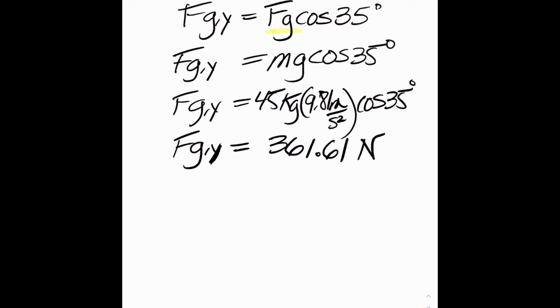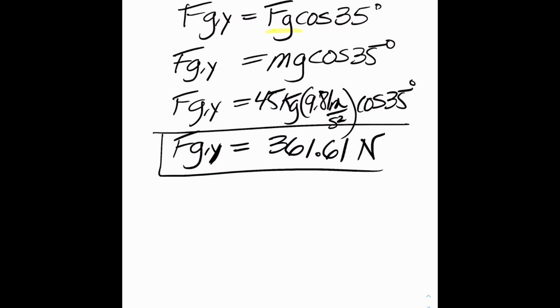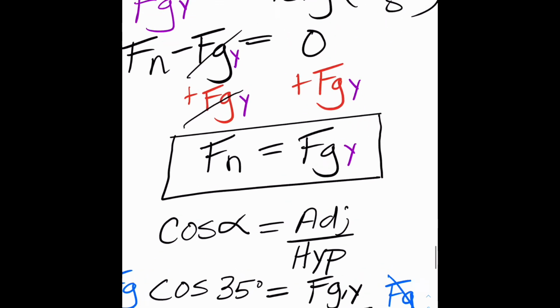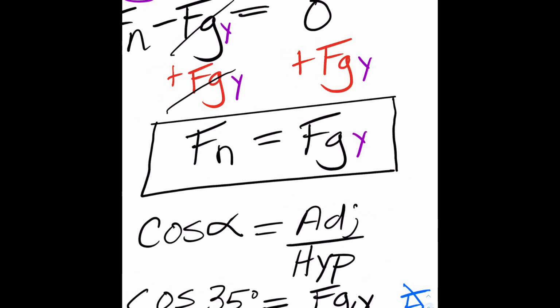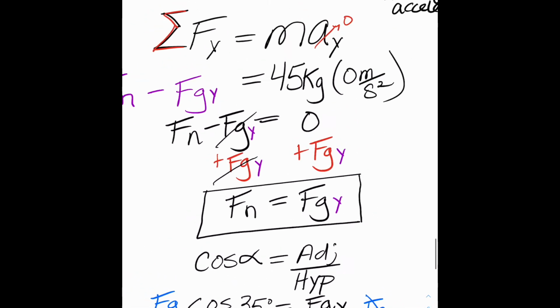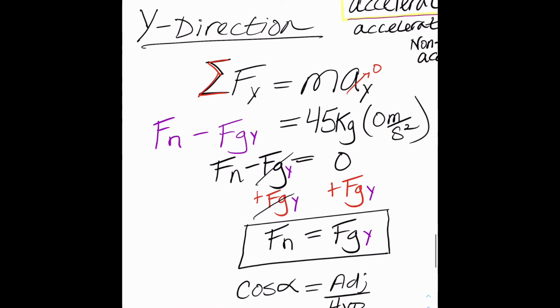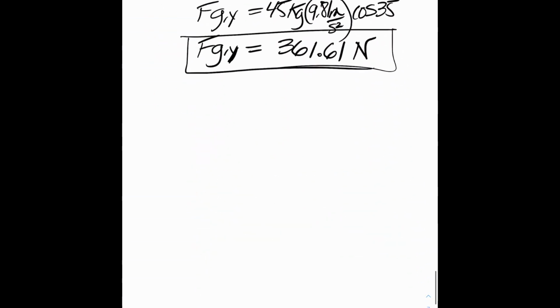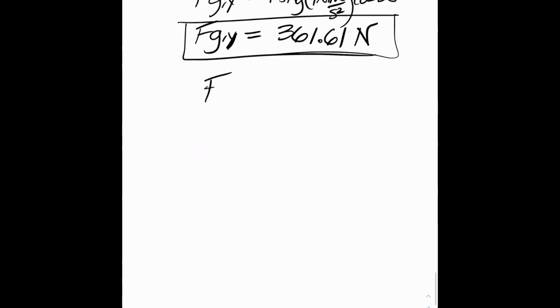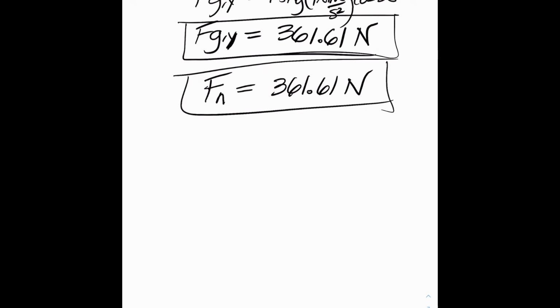Y is starting to look like an X there. All right, and what we've done by solving for this 361.61 newtons is we've also found force normal, which is what we wanted, because we proved with Newton's second law in the y direction that force normal is the same as FGY. So we now know that force normal is 361.61 newtons. And so once again, force normal was smaller than FG.